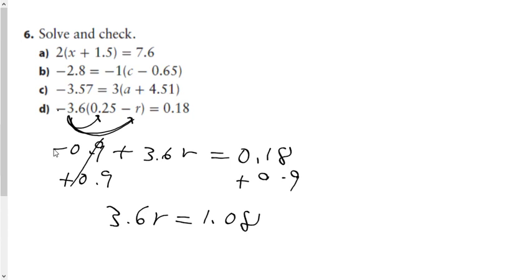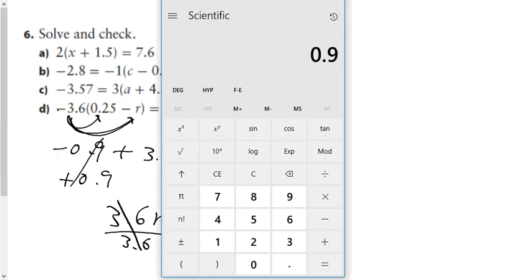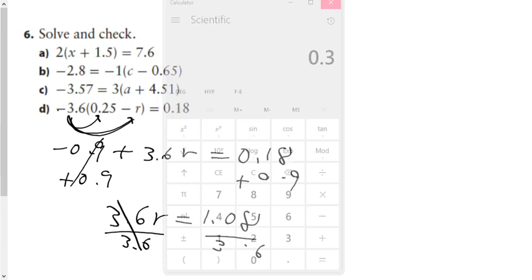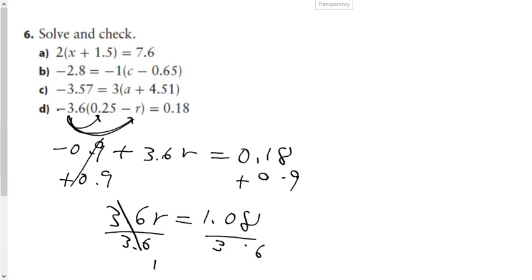Divide both sides by your coefficient, and you will get $1.08 divided by 3.6, which equals 0.3. So r will equal 0.3. Is that positive or negative? I think it's still positive, isn't it? Yeah. Okay.